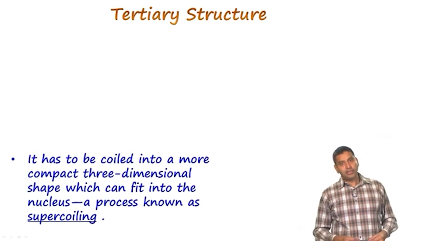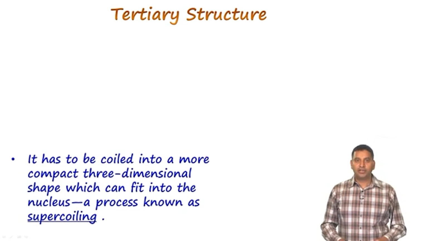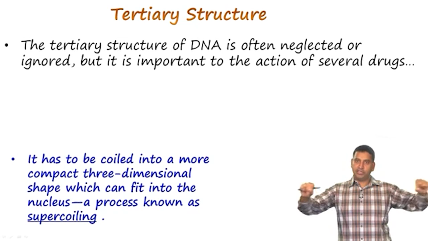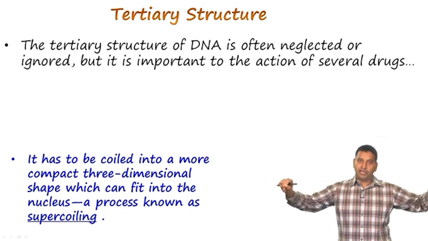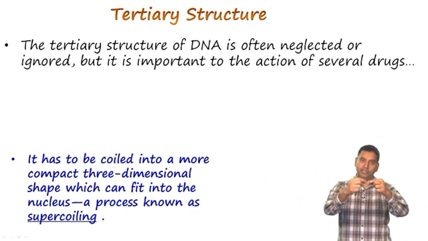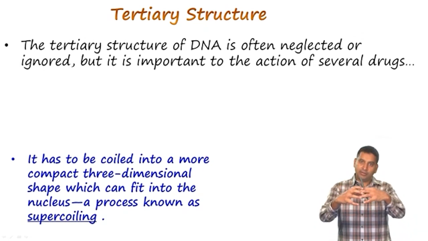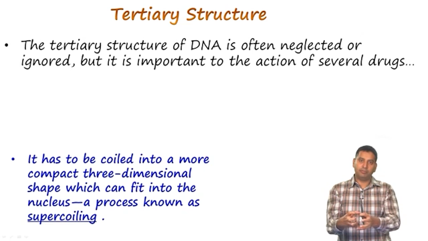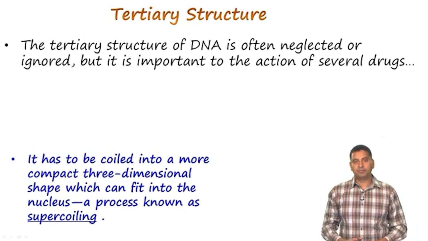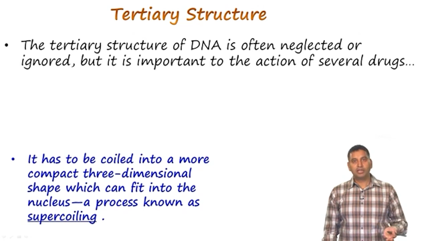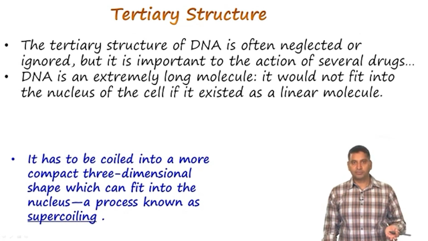Now, let us look at the tertiary structure of DNA. So, if one were to take a DNA and extend the length of the strand, it is impossible for us to fit this in a cell. Okay. So, therefore, what happens is that it coils into a more compact 3-dimensional shape, which can fit into the nucleus. This process is known as supercoiling. And of course, needless to say, the tertiary structure is often neglected or ignored, but it is important to the action of several drugs. Okay.